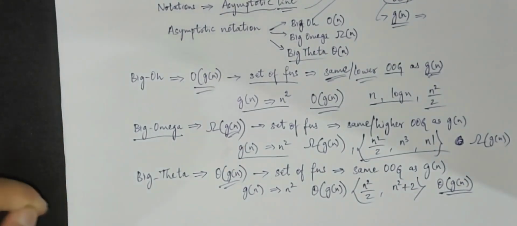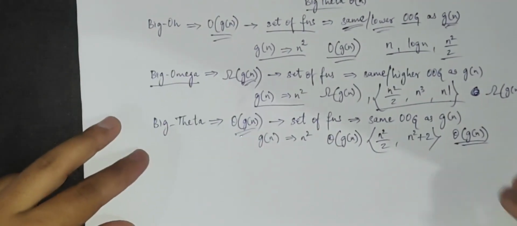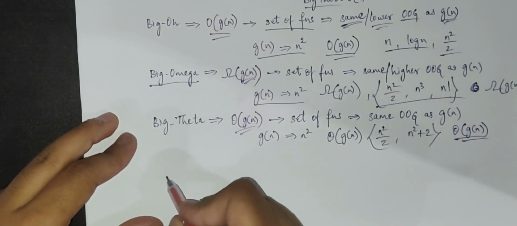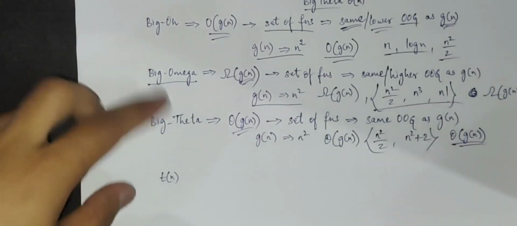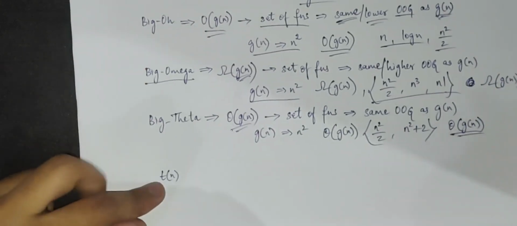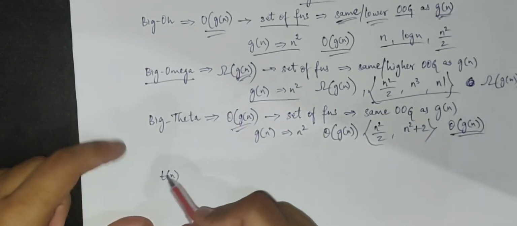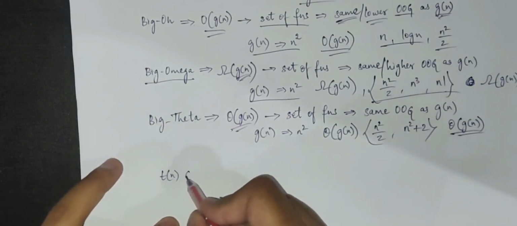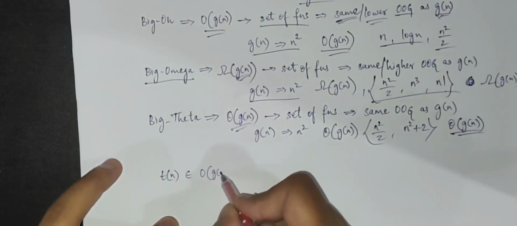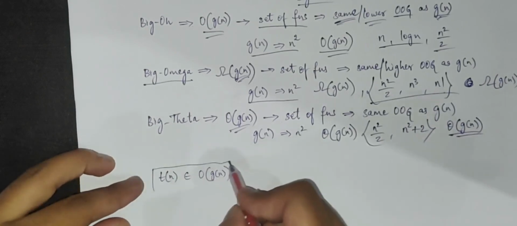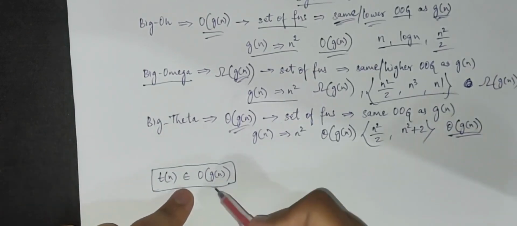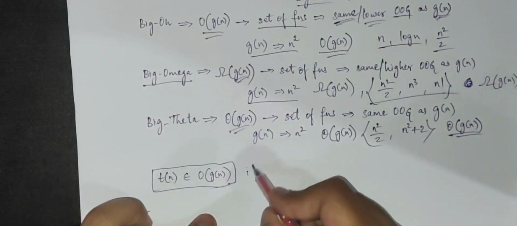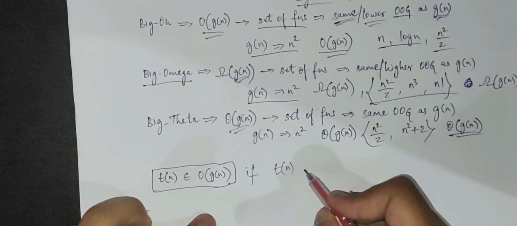Now if you want to talk about the same thing formally, how we would define big O is like this. Since we want to talk about the algorithm's efficiency, t of n, we will say that a function t of n is in big O of g of n, because this is a set of functions, only if this t of n is bounded.